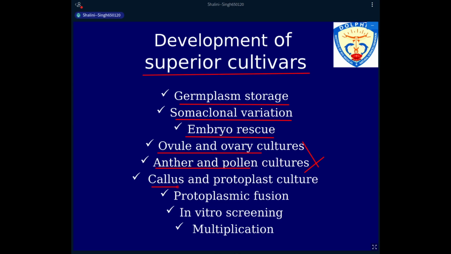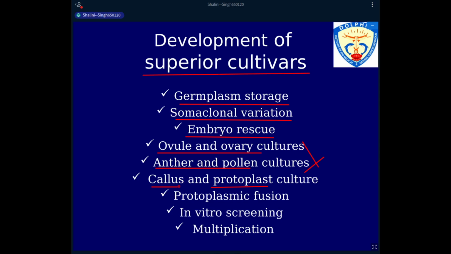Next is callus and protoplast culture. So these are two things. Callus is an actively dividing undifferentiated cell mass, where you have put your explant on auxin rich medium, mostly 2,4-D, 2,4-dichlorophenoxyacetic acid, that is an auxin. It is added into the nutrition medium. Explant is put on 2,4-D medium, and then what happens?